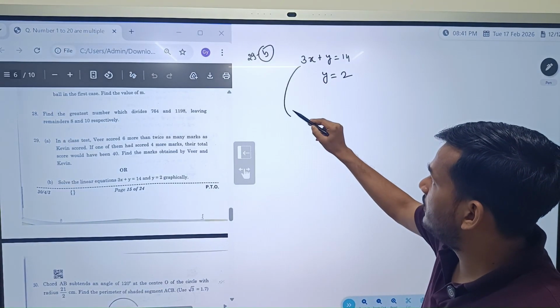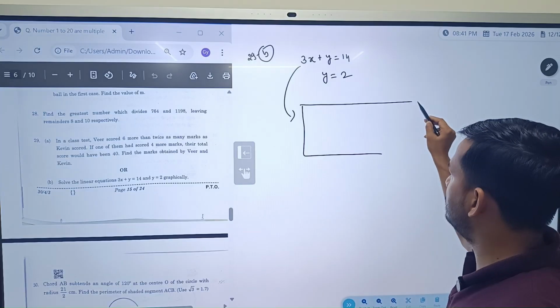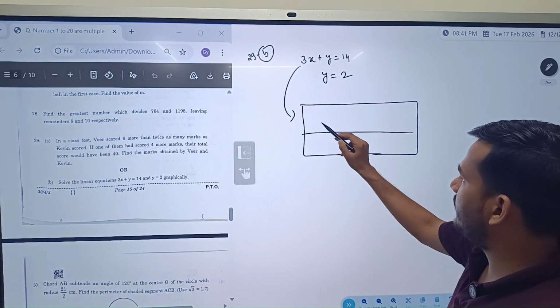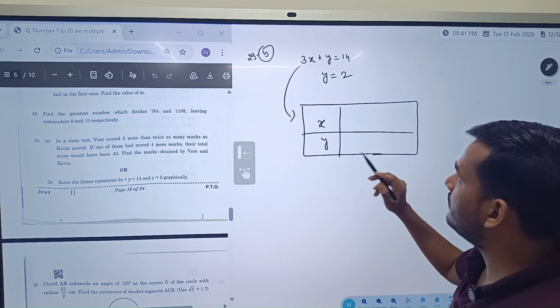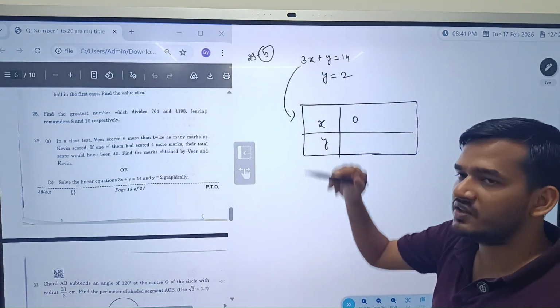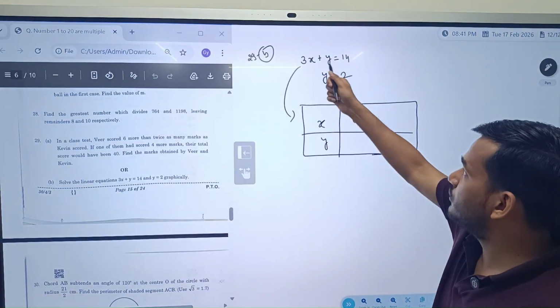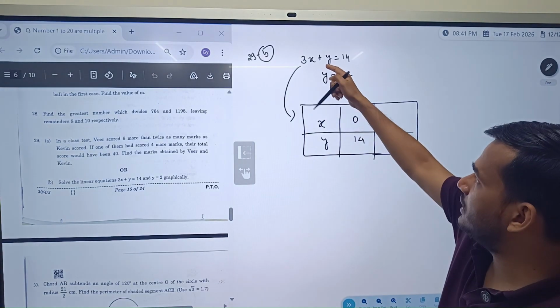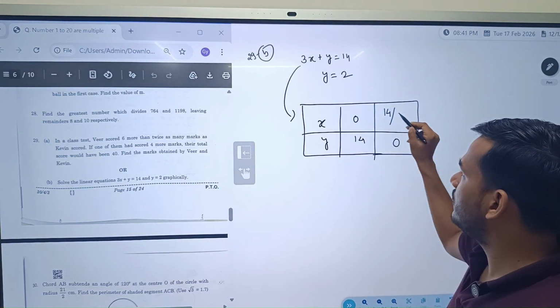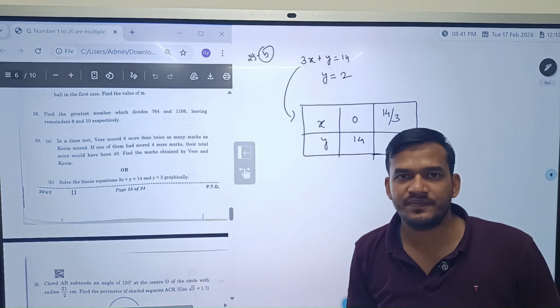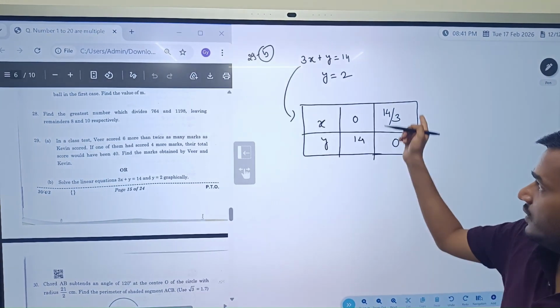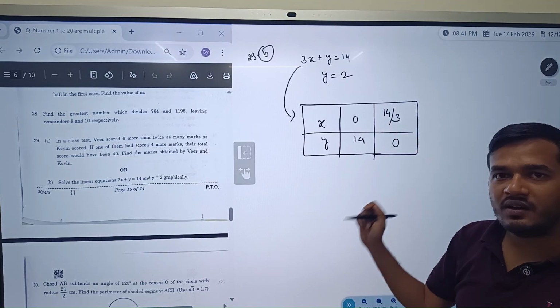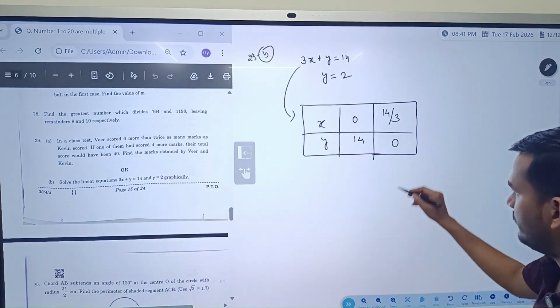So first we'll make the data of this line. Write x, y, prepare the table. If you take x equal to 0 in this equation, you will get y equal to 14. And when you put y equal to 0, you will get x equal to 14 by 3. Now put this data on the graph.